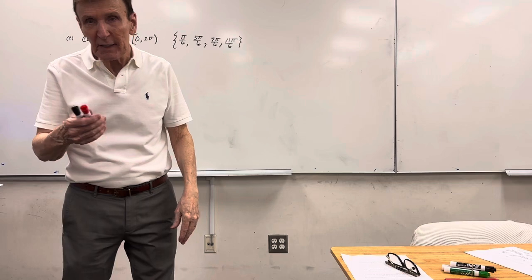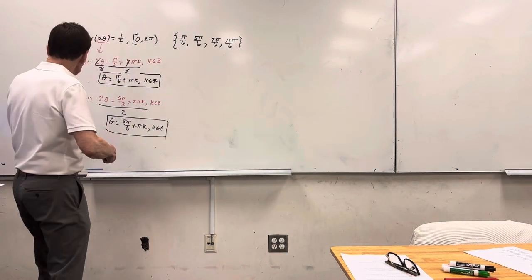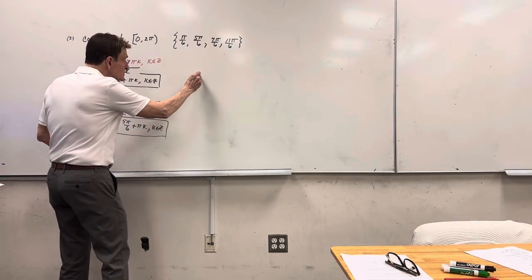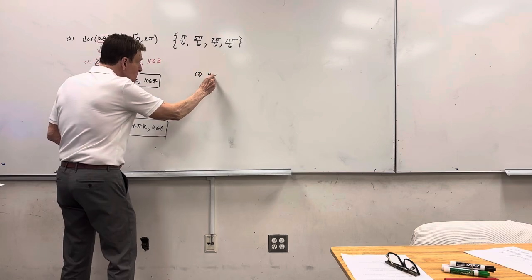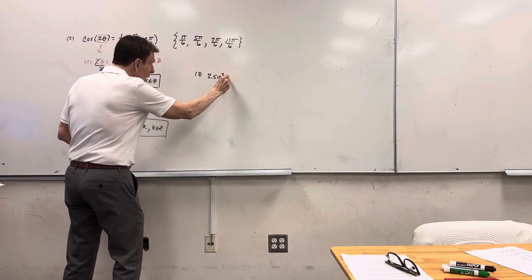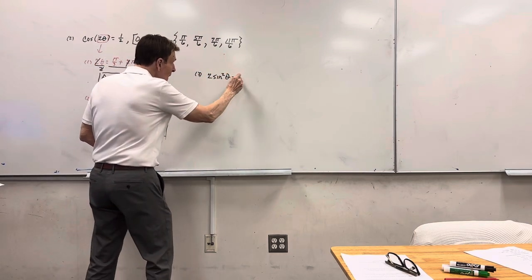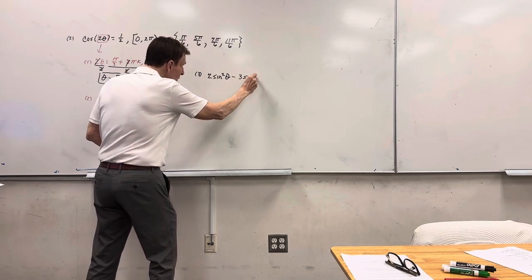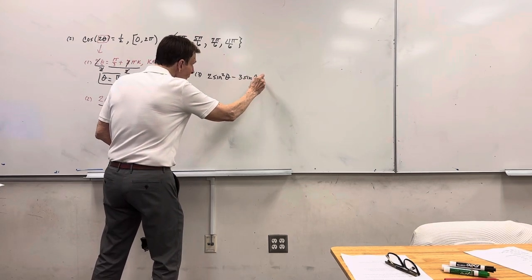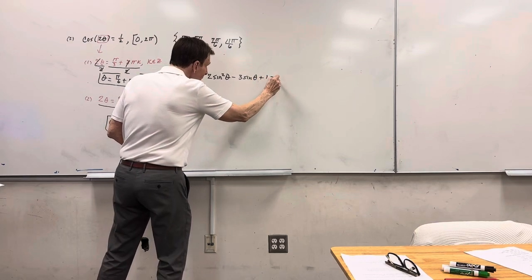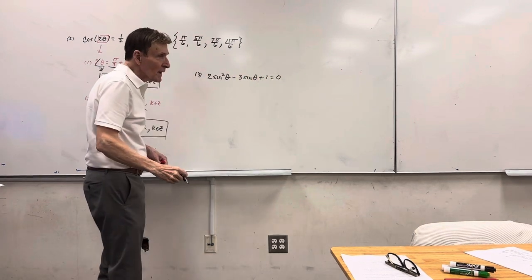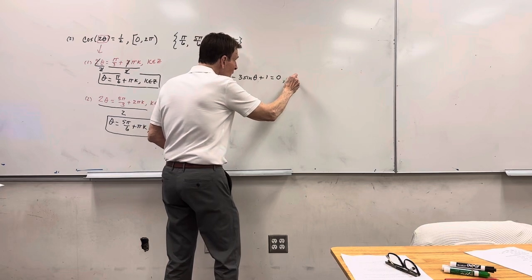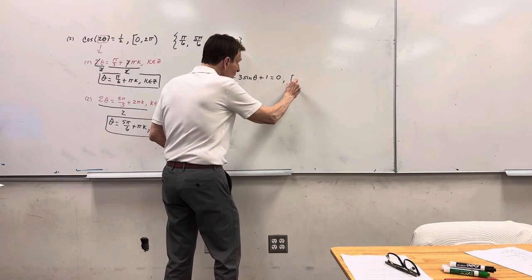Let's go to the next one. The next one is 2 sine squared theta minus 3 sine theta plus 1 equals 0. And the restriction is between 0 and 2 pi.